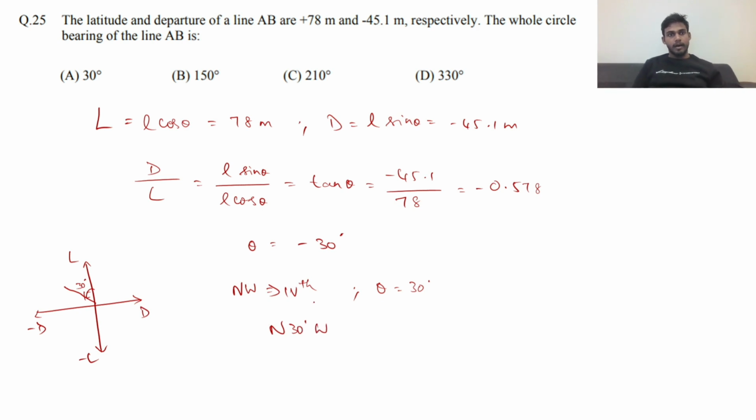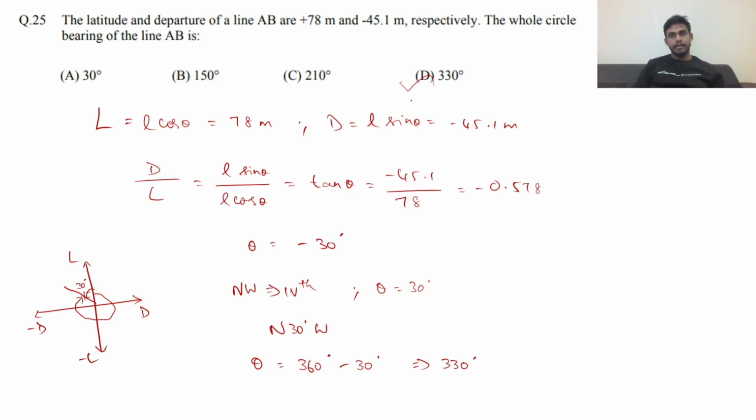But the question is asked in whole circle bearing. For whole circle bearing, we calculate theta from north to the line in the clockwise direction. So theta is equal to 360 degree minus 30 degree, and it is equal to 330 degree. So option D is the right answer.